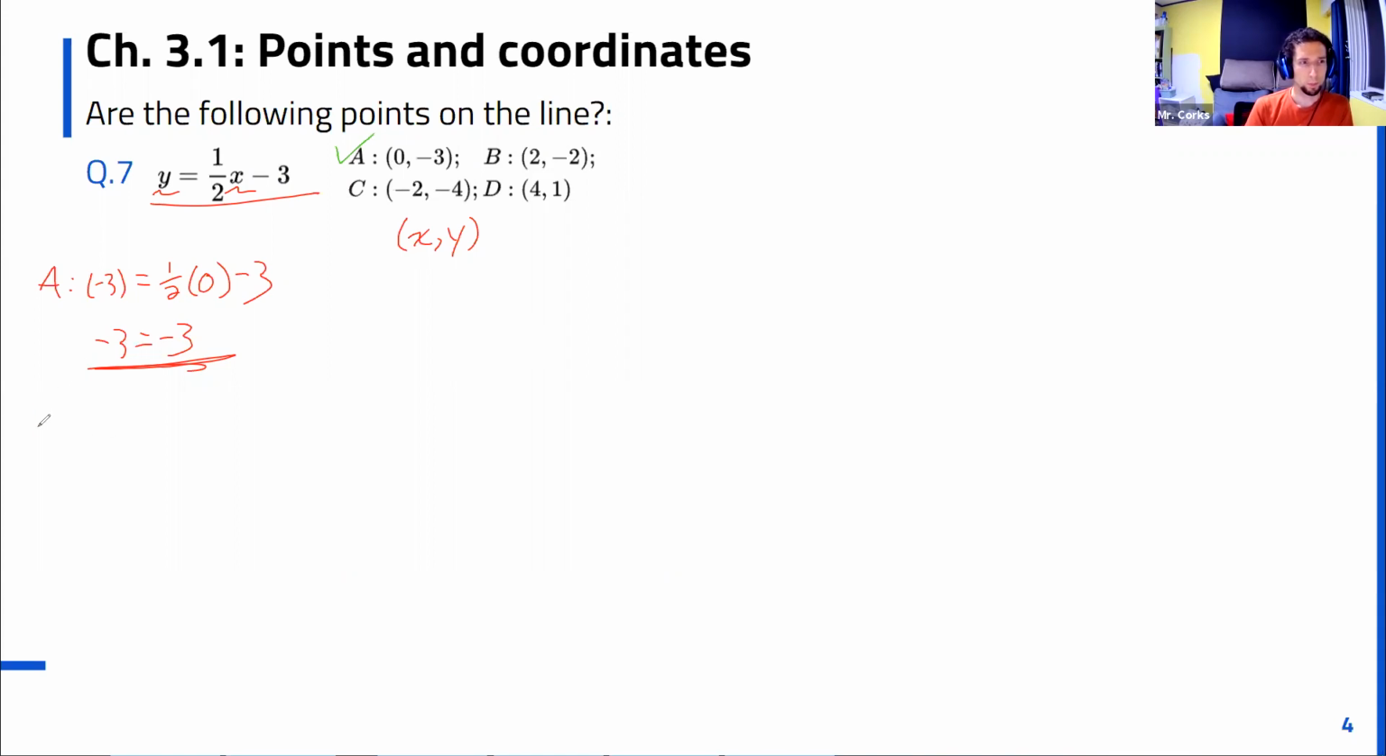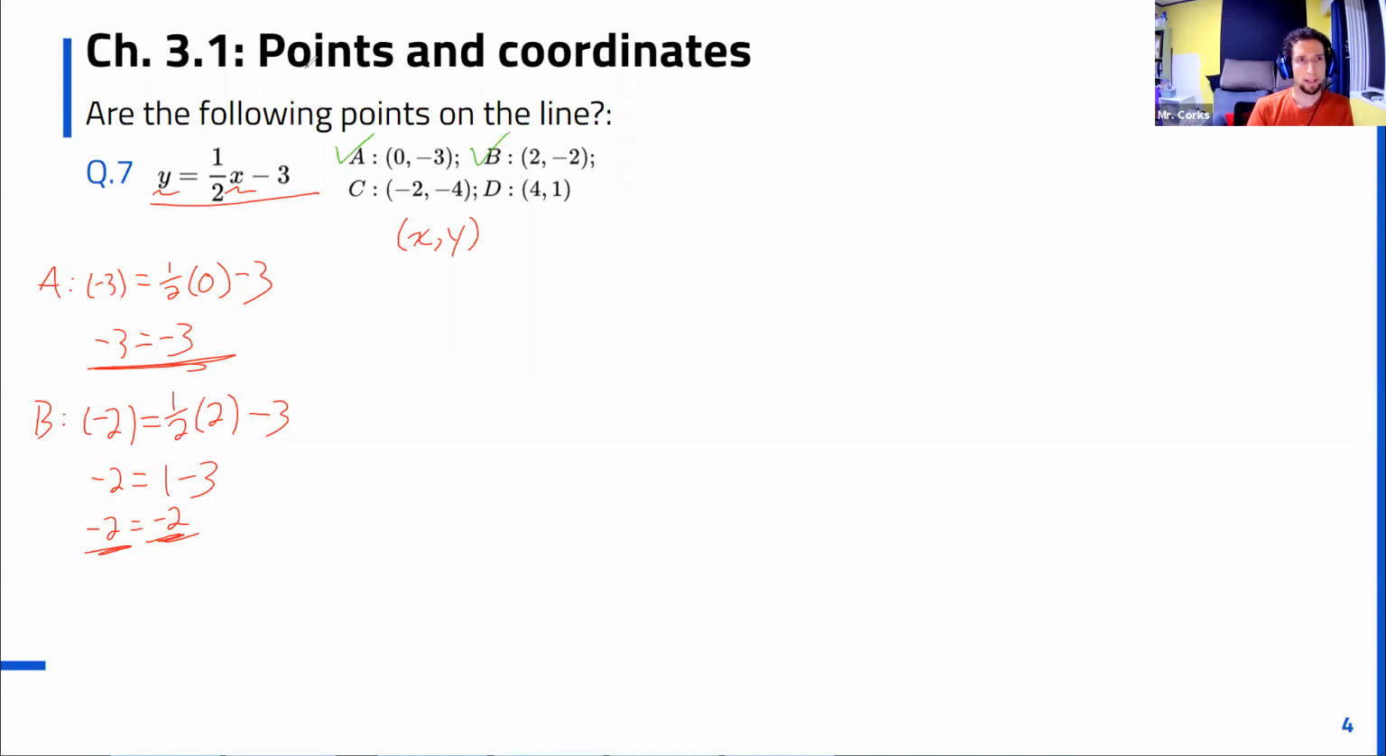Next one, B, we do the same thing. I guess we don't have to go through all of these. I'll do B and then skip to D here. So for B, we have -2 is equal to 1/2 times 2, that's the X, minus 3. Simplify: -2 is equal to 1 minus 3. -2 equals -2. Both sides are equal and it works out. So B also is on our line.